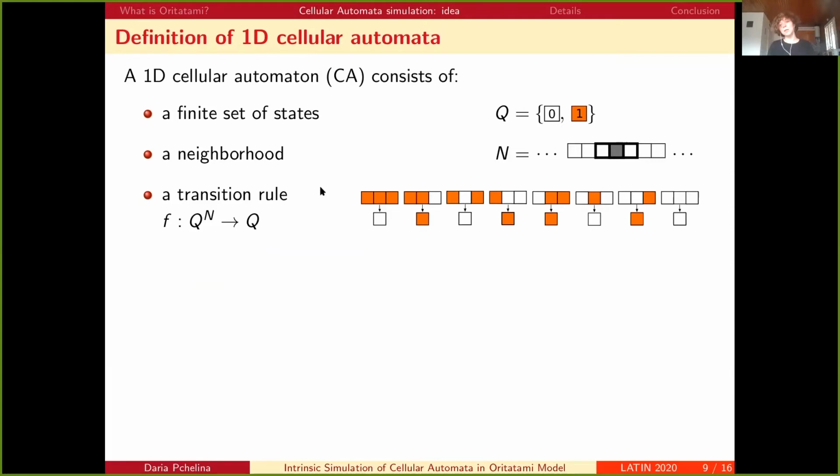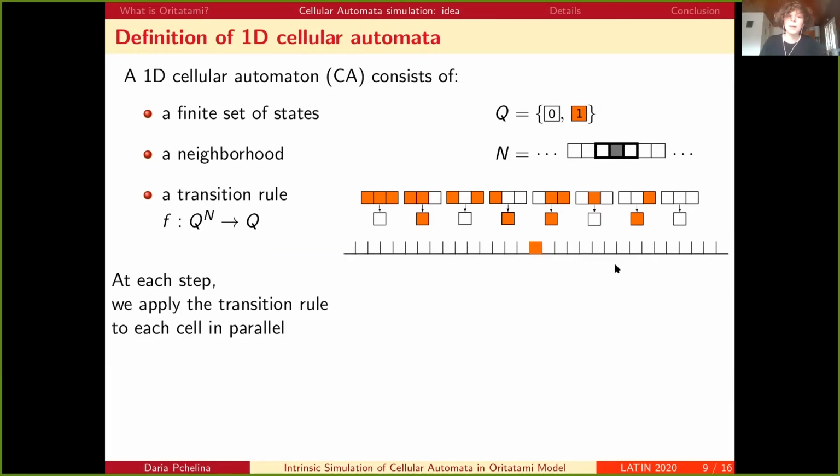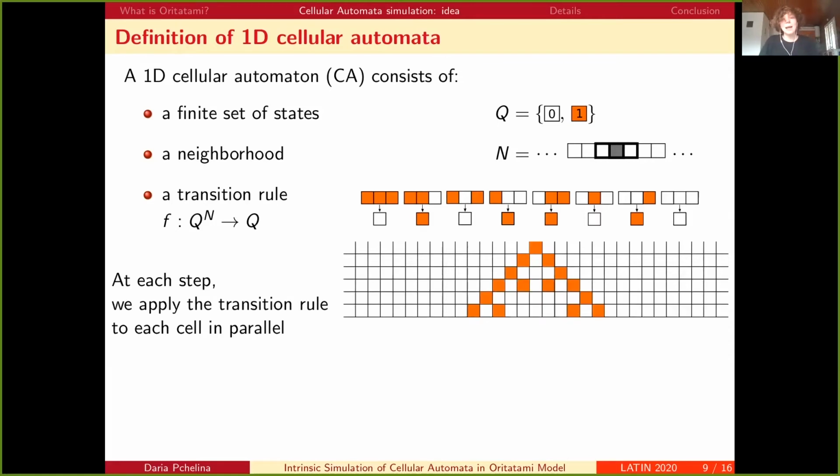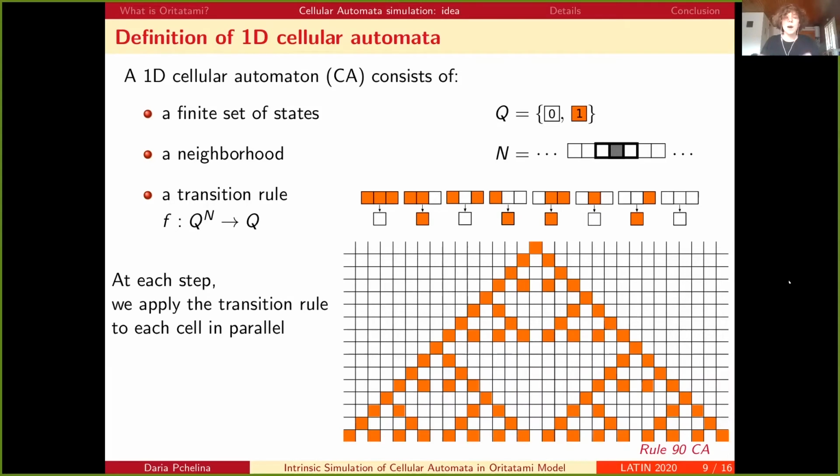And finally, we choose a transition rule, which takes a neighborhood of a cell and returns the new state of this cell. So now, to run a cellular automaton, we choose the initial configuration like this one, and at each step of computation, we apply our transition rule to each cell in parallel, like this. And so we get the next configuration, and again, and again, and again. And finally, we get the whole time-space diagram of a cellular automaton.